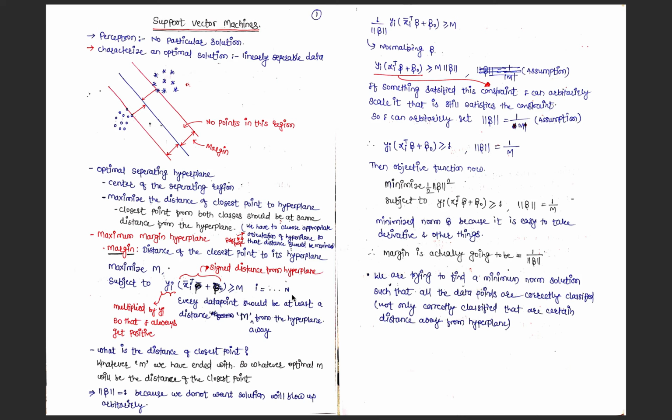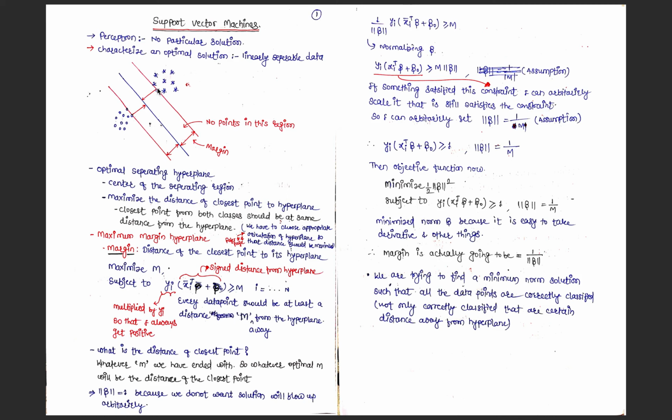Xi, with i from 1 to n, are our data points. Every data point should be at least a distance m from the hyperplane. These are the data points, and they are at least m away from the hyperplane, meaning inside this region no data points will occur. Then why are we multiplying with y? Because we want the result to always be positive, that's why we are using y. The next question is, what is the distance of the closest point?